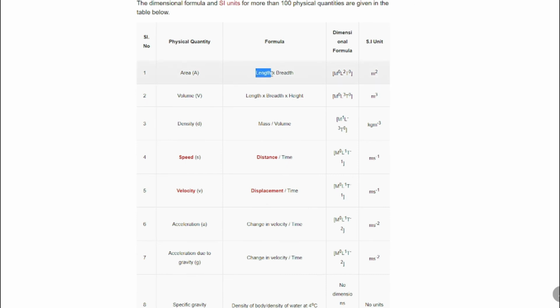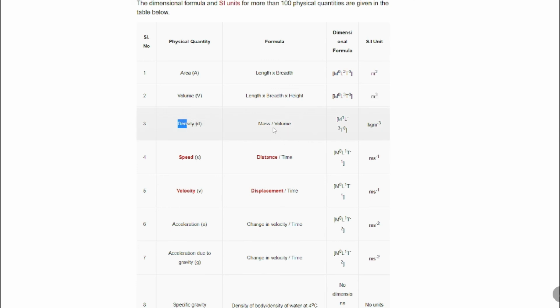Length has the SI unit of meter, breadth also has the SI unit of meter, so meter into meter equal to meter square. Meter means length. Here you can see that no mass is given, so we will write 0. L means length, we will write 2 because m squared. And time, here nothing about time is written, so we will write 0. Same as volume, length into breadth into height, all the units are of length. Meter into meter into meter, these three will be multiplied and it forms meter cube. So here we will write M0, L3 and T0.